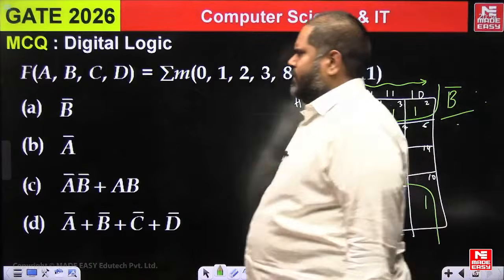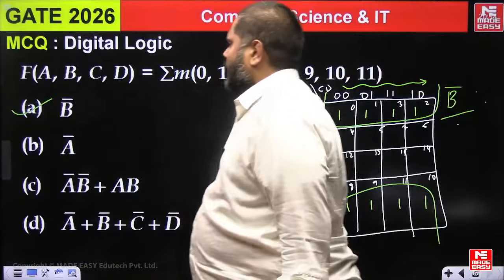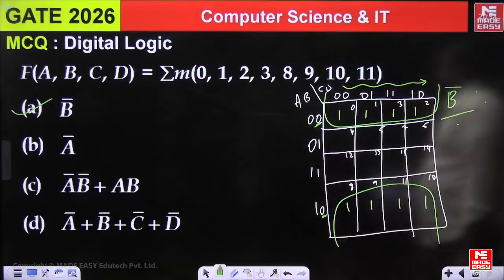Very easy question, please. Very simple question. That's nothing but the B bar.